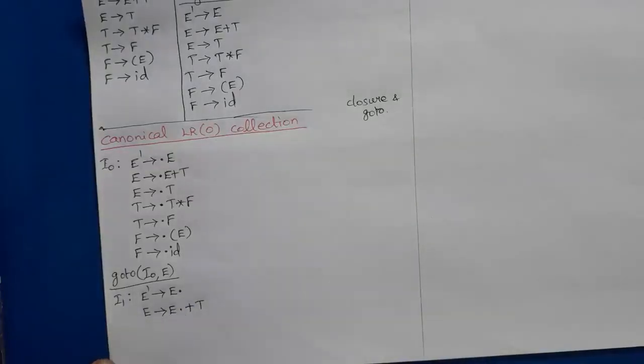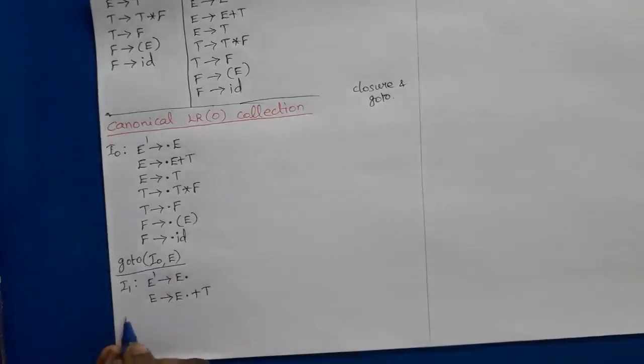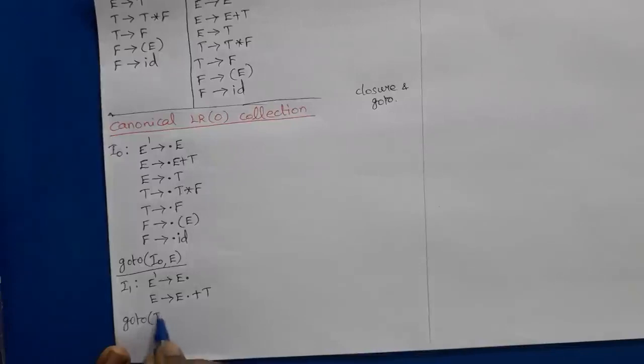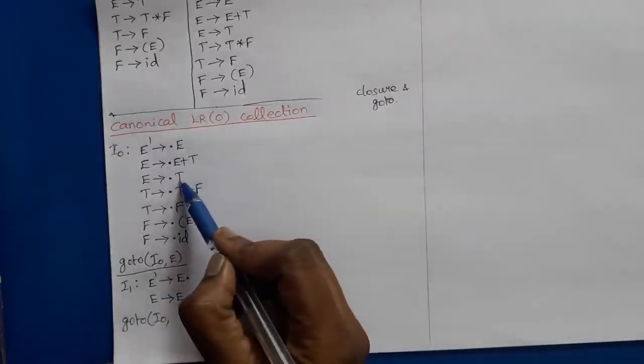After shifting the dots, we need to check whether closure is possible or not. In each item, we check whether the dot is followed by a non-terminal. Here the dot is at the end of the production, so no need for the closure operation. Here the dot is followed by a terminal symbol. So I1 has only 2 productions. Then we write goto of I0, and we have shifted E. Now we need to consider the grammar symbol T.